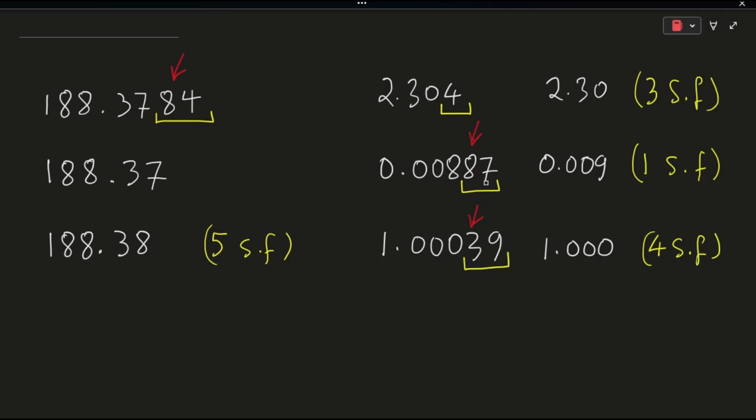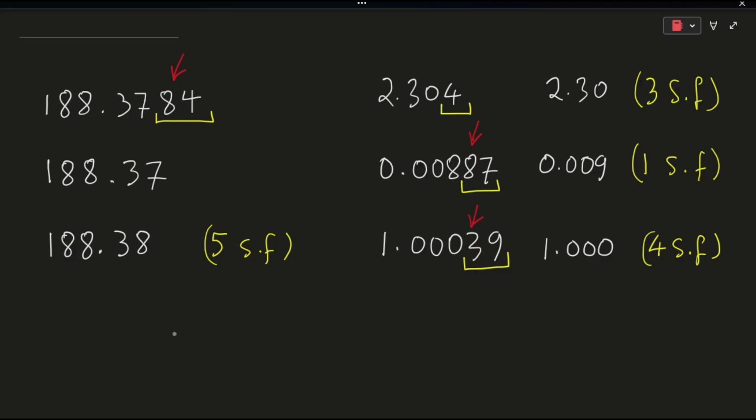Now, basically, if the first number to be removed is 5 or more, it is converted to 1 and added to the number to the left. And when the first number to be removed is 4 or less, that number is dropped.